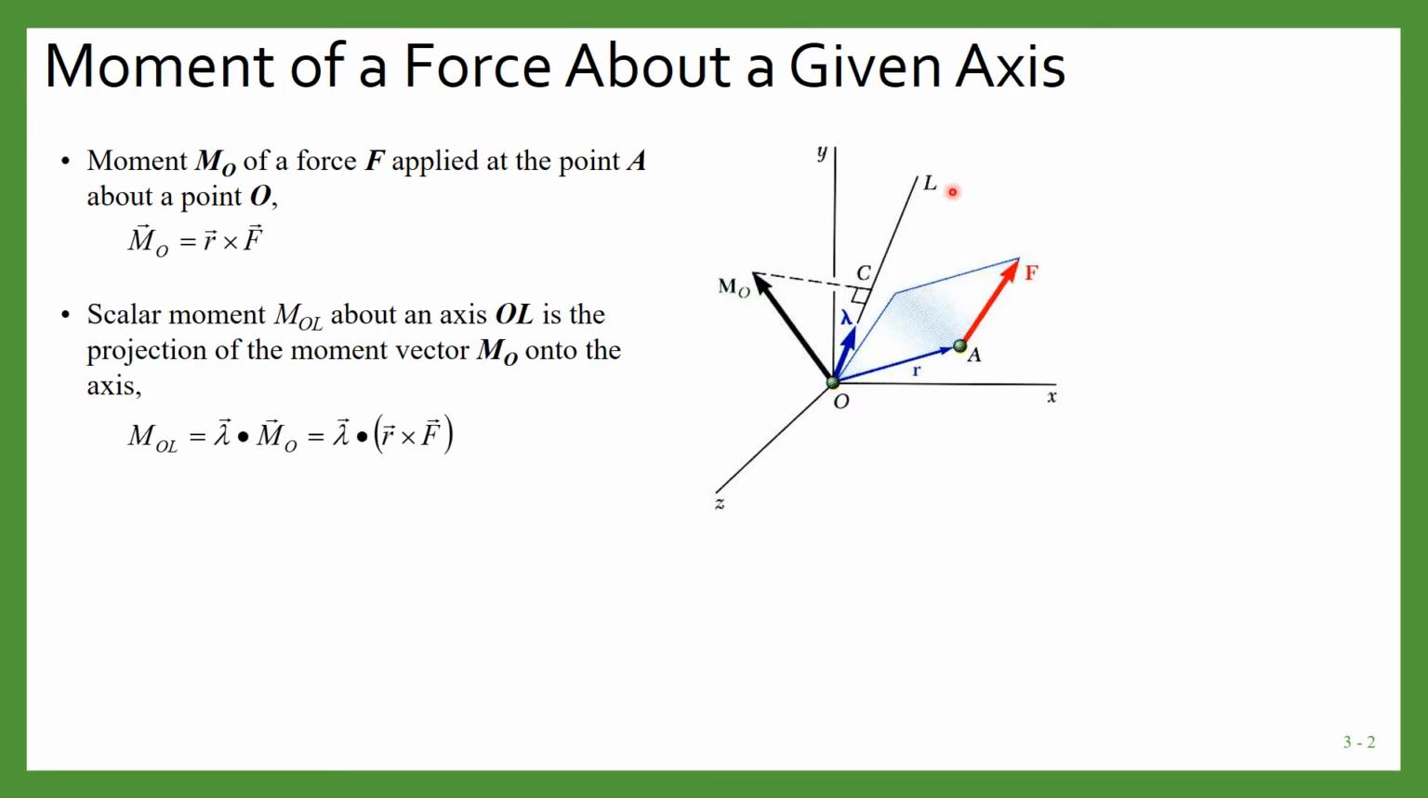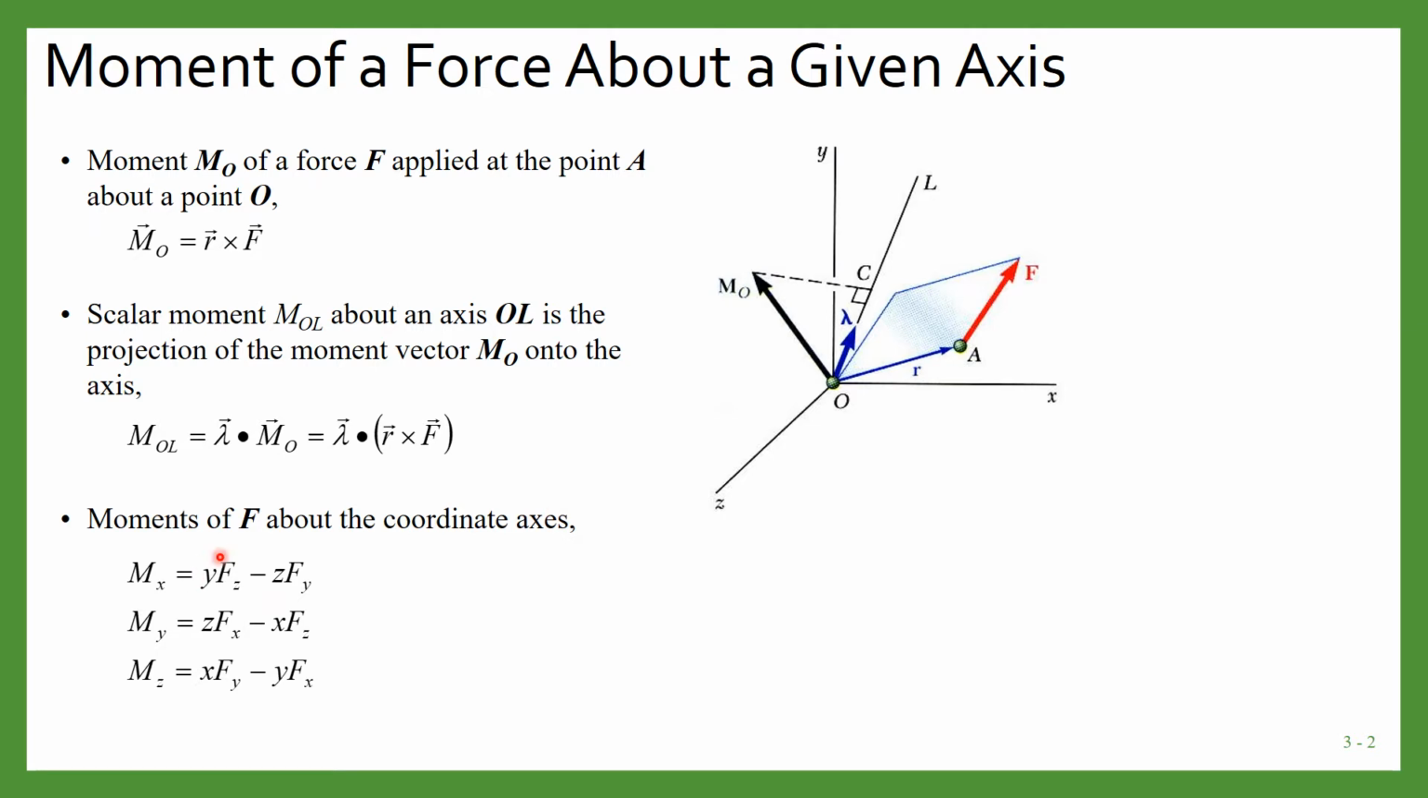Now we want to calculate the scalar moment MOL, which means we want to calculate the moment of the force about this axis. We know about this point, now we want to calculate about this axis. Suppose lambda is the unit vector in the direction of OL, and this is MO. The scalar moment is simply the projection of MO on OL, and you can calculate the projection by taking the dot product of the two, that is lambda dot MO, which is equal to lambda dot R cross F.